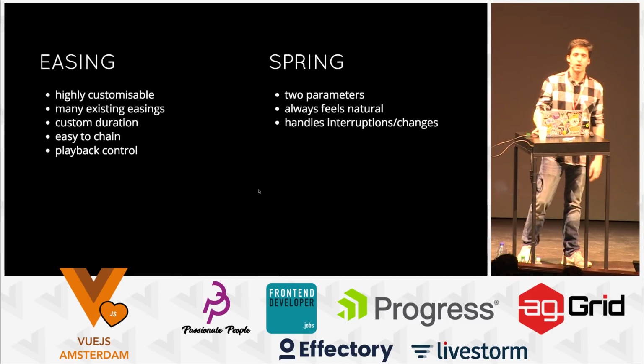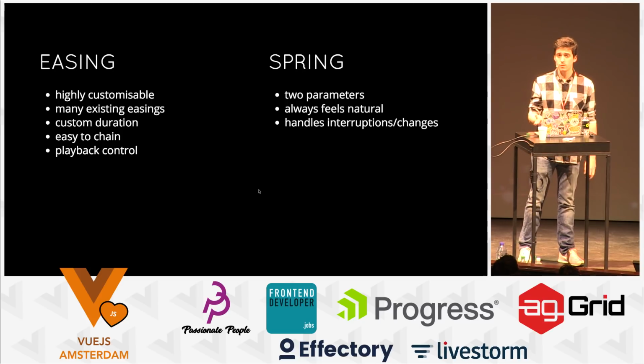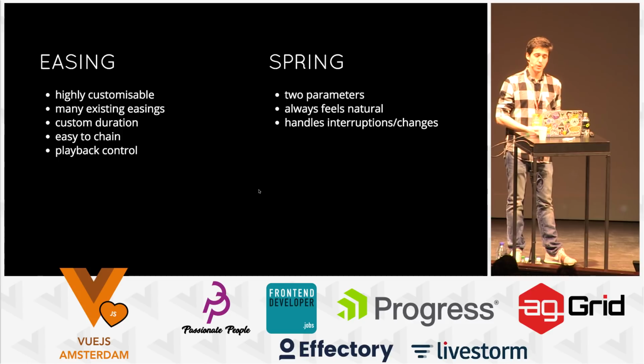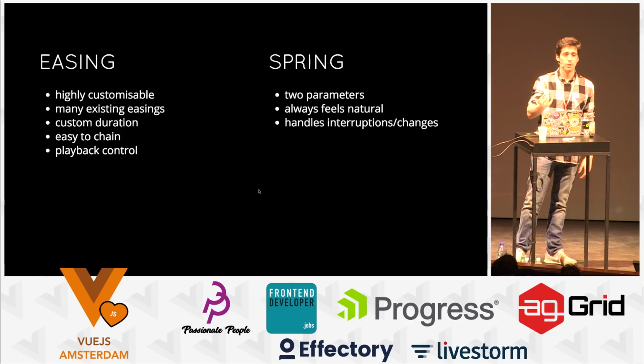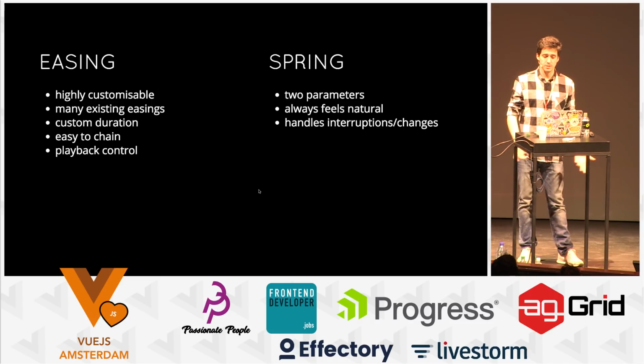So if we compare the features, easing is highly customizable because we're using mathematical functions that we can customize. You have a lot of existing easing, so it's very easy to pick one existing function from the internet and just use it the way it is. And you can have custom duration. It's easy to chain as well because you have that very specific duration you are sure it will take, which is not the case for the motions because they may take different time to finish. You also have playback control, which is nice because you can use something else than time to control the animation. Now, we're going to see that. It is very, very funny.